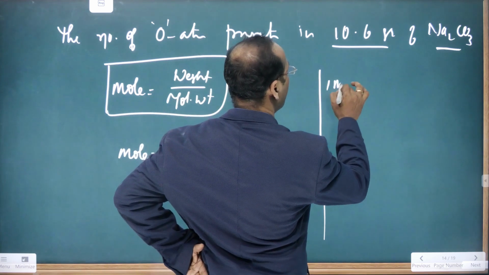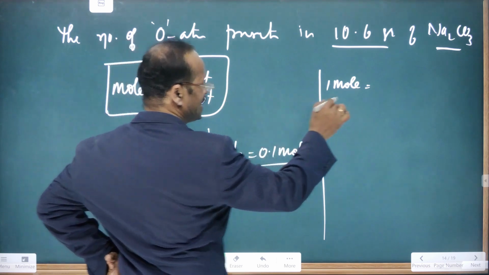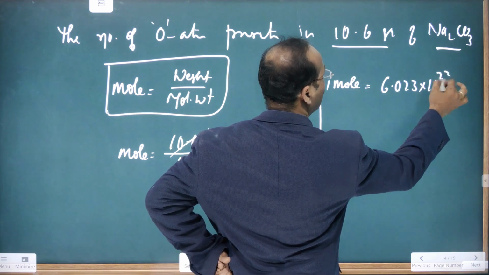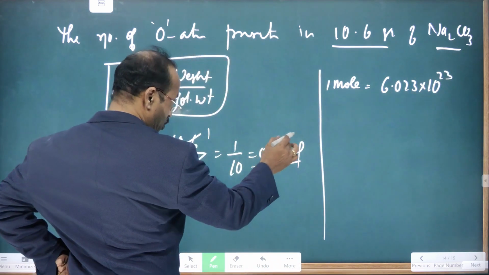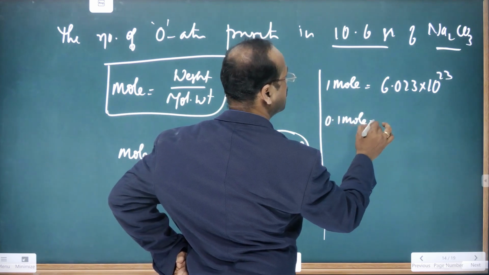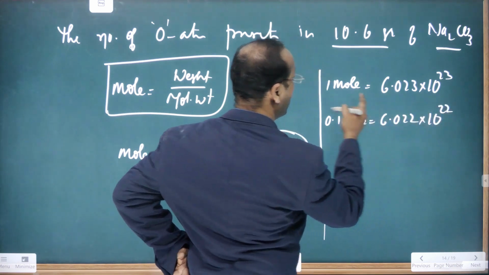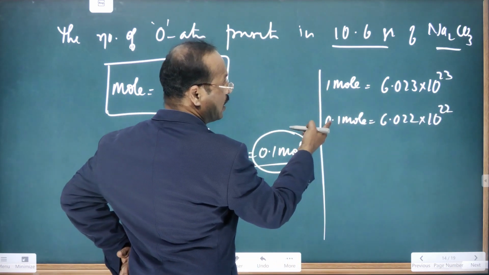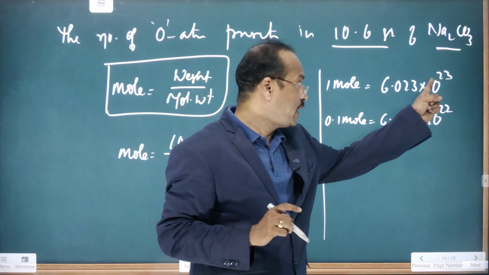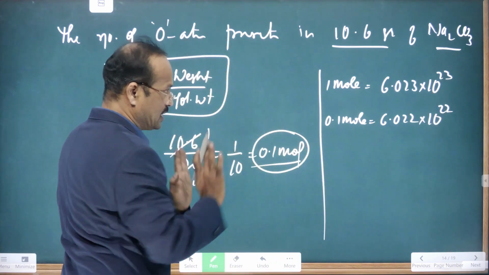So 1 mole of sodium carbonate contains 6.023 into 10 to the power of 23 molecules, right? But here how many moles are there? 0.1. So 0.1 mole contains 6.022 into 10 to the power of 22. Why? Here 1, here 0.1. So to make 1 into 0.1, we have to divide by 10. If you divide 10 to the power of 23 by 10, you get 10 to the power of 22.